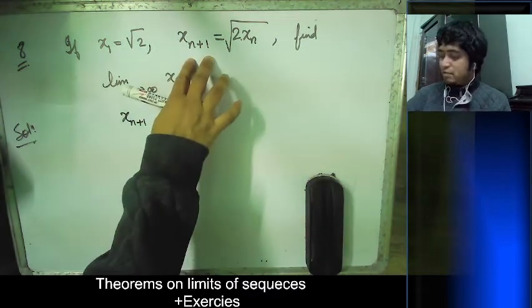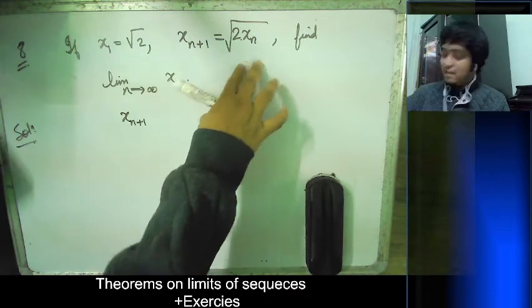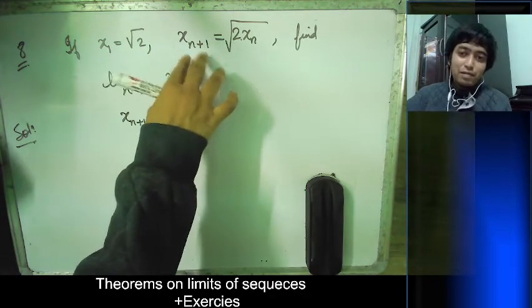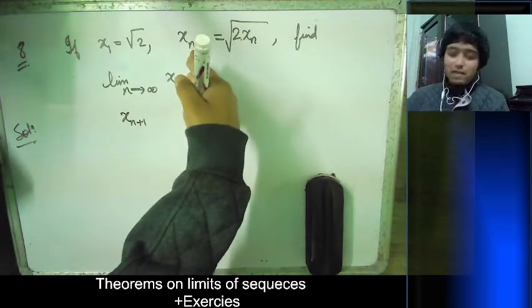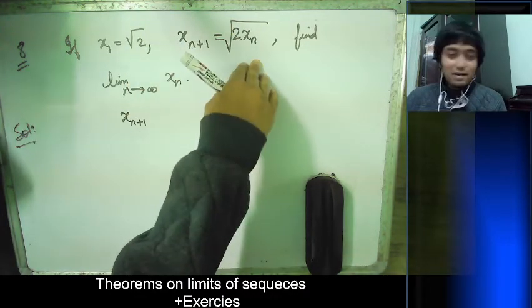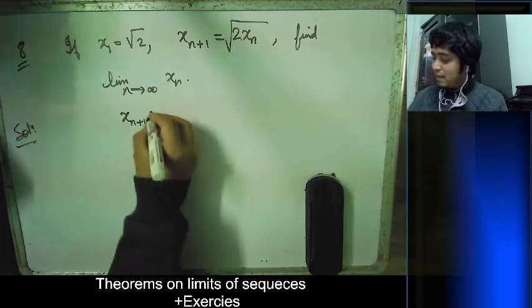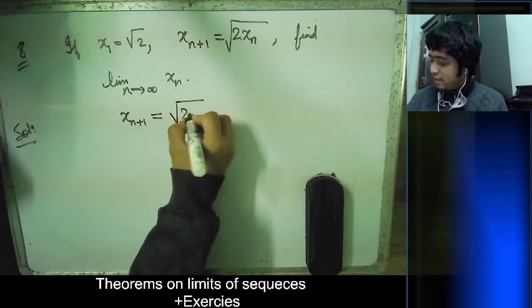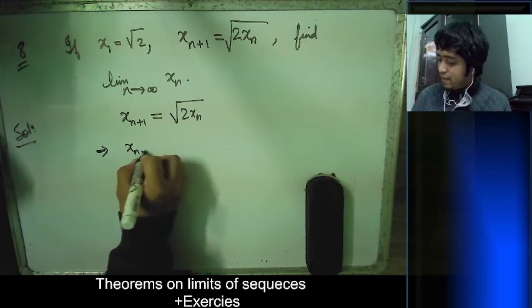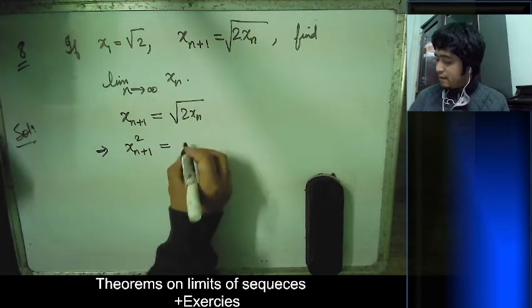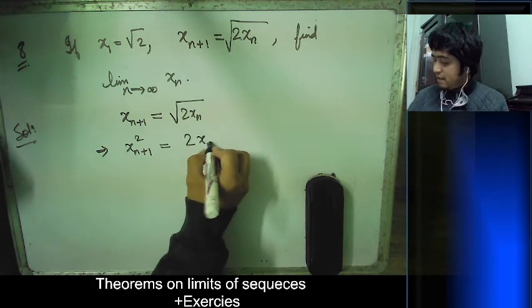So xn plus 1 is given in terms of xn. Sometimes instead of xn plus 1, you can also have xn plus 2 or xn plus 3. It's written in terms of the other terms. Then this is the technique that we will follow. Just use that equation, that expression that you are given. We can square both sides, which is 2xn.